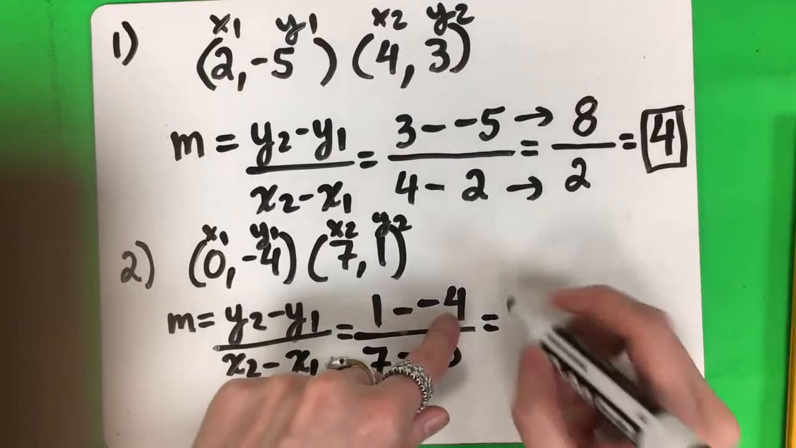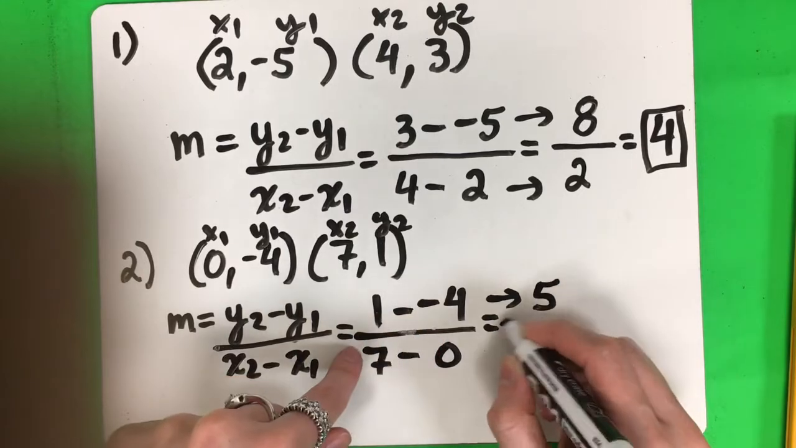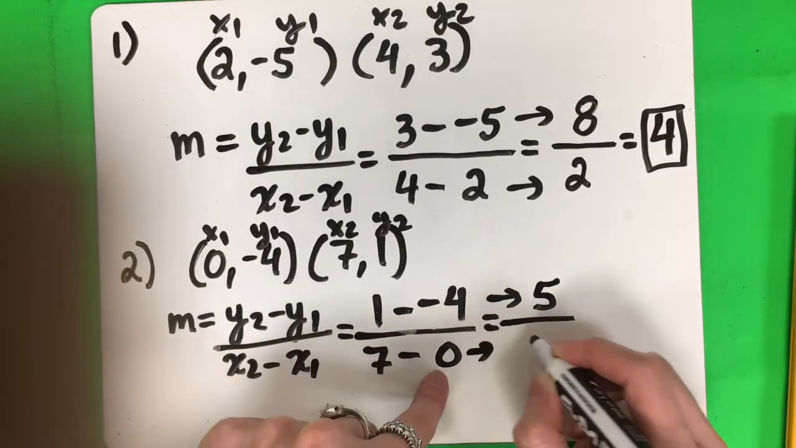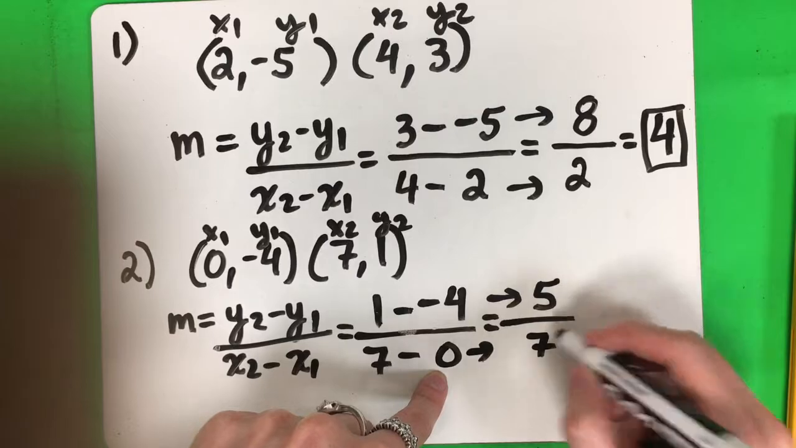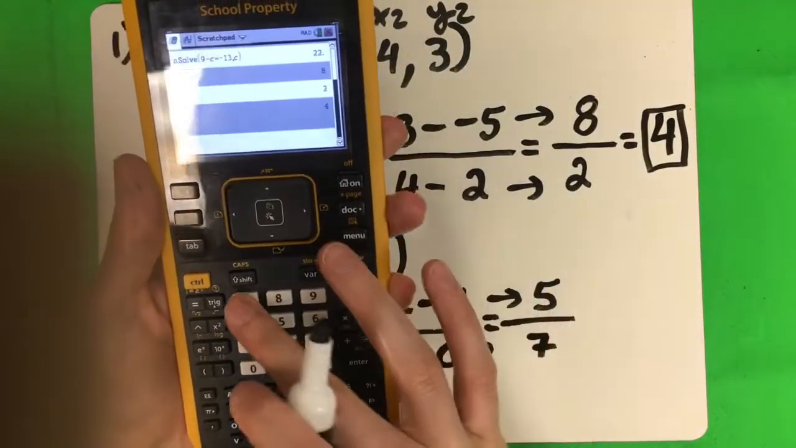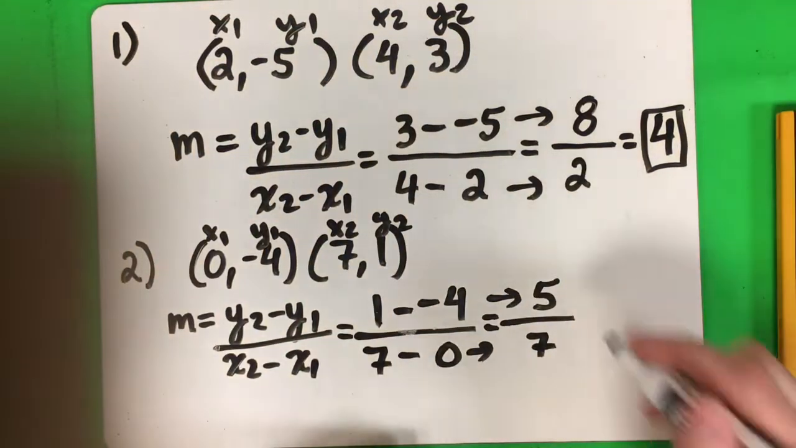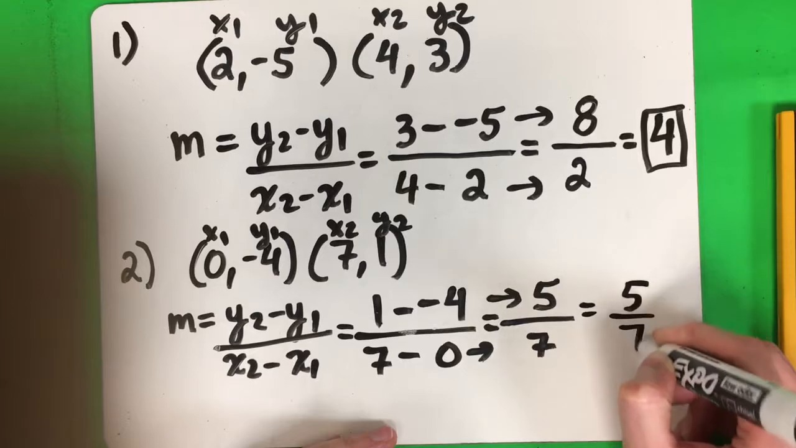1 minus -4. 1 minus -4 is 5. Copy divide. 7 minus 0 is 7. 5 divided by 7. Let's see, 5 divided by 7, enter. It's the same, 5 divided by 7. So, this is my answer.